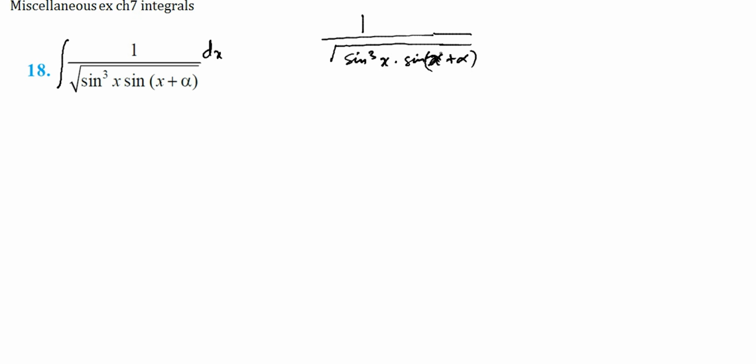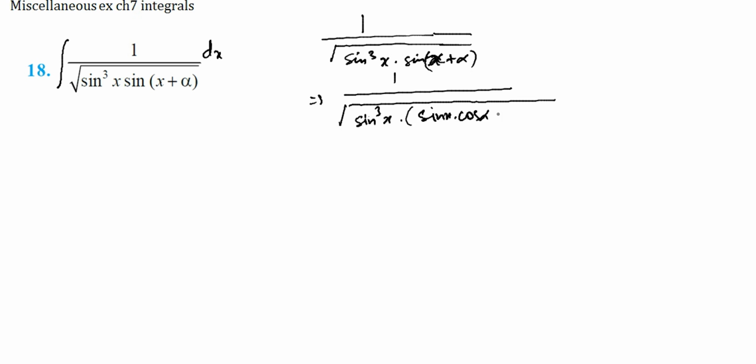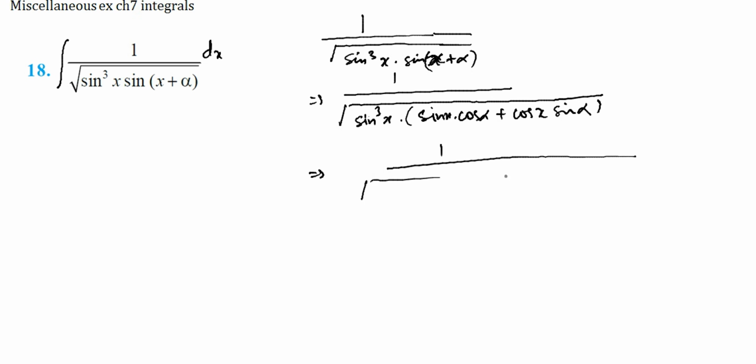Here I am going to apply the formula of sin of (a plus b). The sin cube x remains as it is. This will be equal to sin x cos alpha plus cos x sin alpha. Further, I am going to take sin x as common from this bracket. So I am going to get sin x into cos alpha, plus cos x upon sin x, which is cot x, into sin alpha.